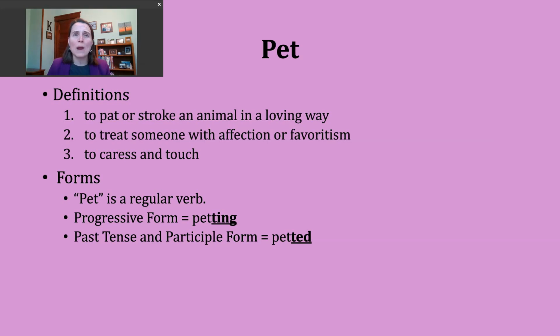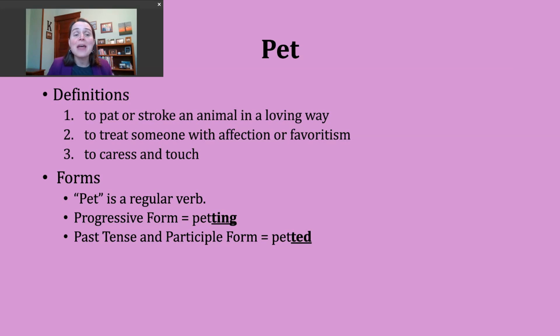A second way the verb pet sometimes gets used can mean to treat someone with affection or favoritism. And then a third way you might encounter the verb pet used is to refer to human beings that are caressing and touching one another. So kind of doing that in an amorous or loving way.